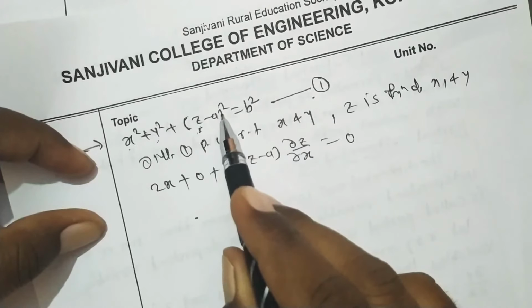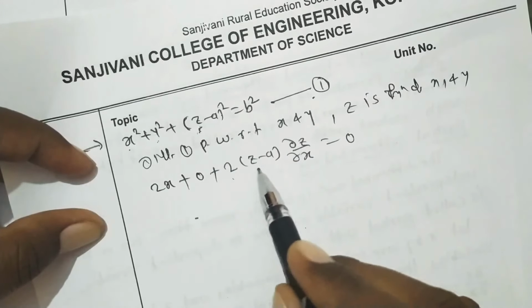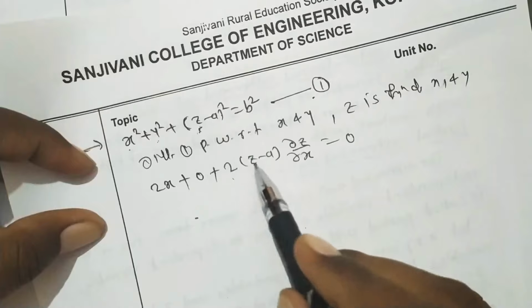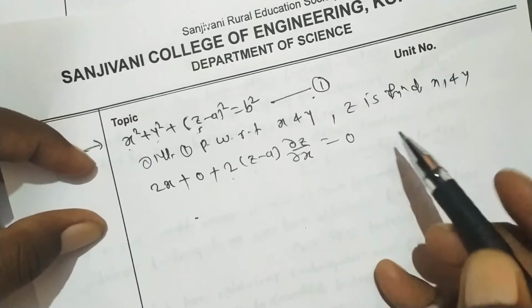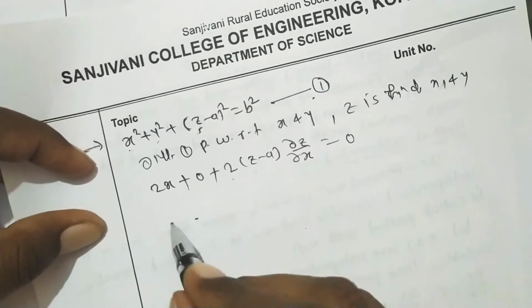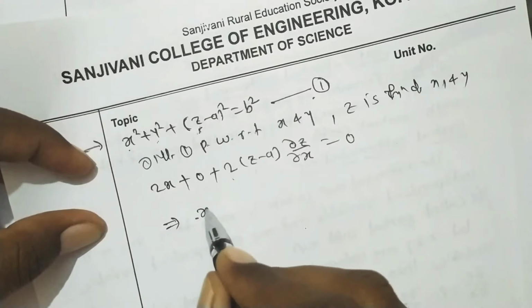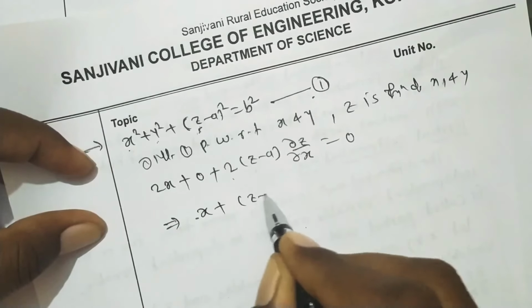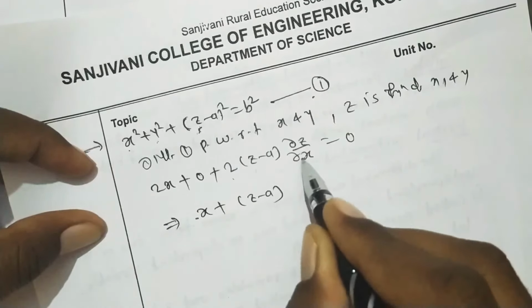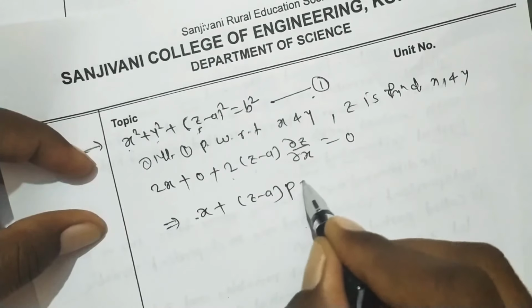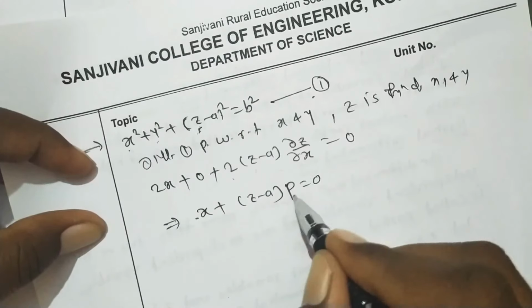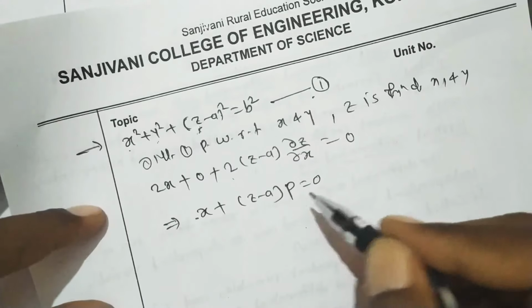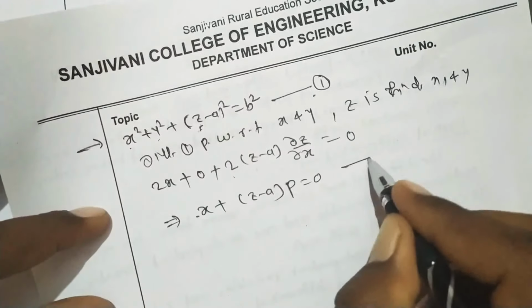The derivative of the (z minus a) bracket squared came as 2 into (z minus a) into the derivative of (z minus a), which is dabba z by dabba x, equal to 0. Now if we divide throughout by 2, then these 2 get cancelled, so we will get x plus (z minus a) into dabba z by dabba x, that is say p, equal to 0. This is the notation, p is equal to dabba z by dabba x. Okay, similarly this is equation 2.